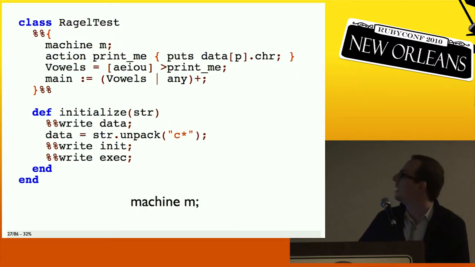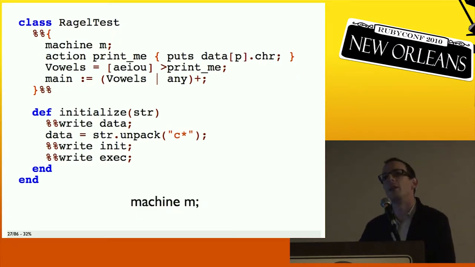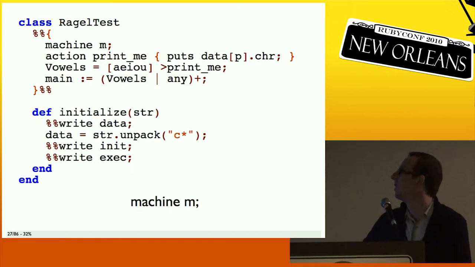The first line up there, machine M, we're just naming a state machine, basically. We're naming a machine that's going to match something. It's useful to give a name because you can include machines in other machines and break things down into smaller pieces. M is a very interesting name, but it's also not a very interesting machine.